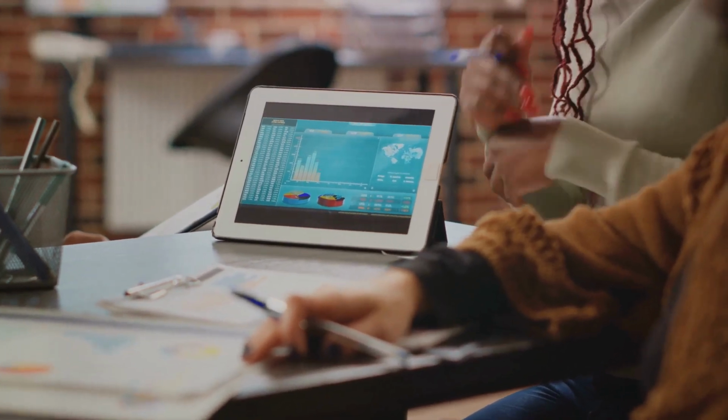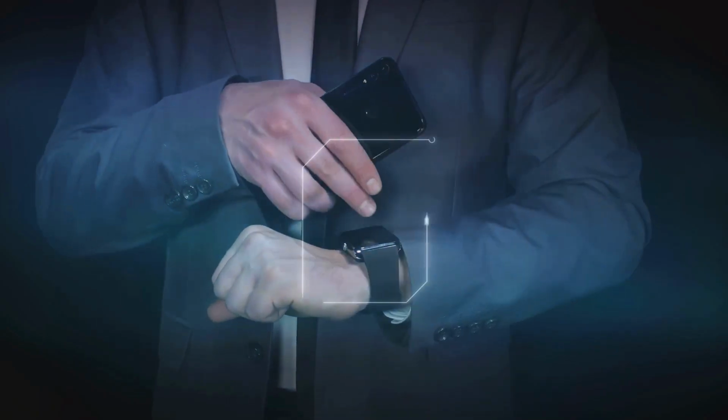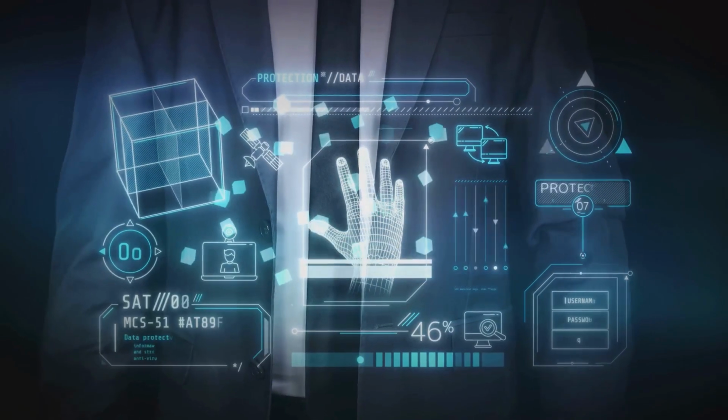Delve into analytics, survey responses, customer feedback, and social media insights. Look beyond the basic demographic data. Understand their habits, preferences, and pain points. The more information you gather, the more accurate your persona will be.